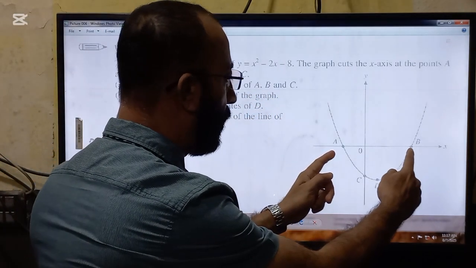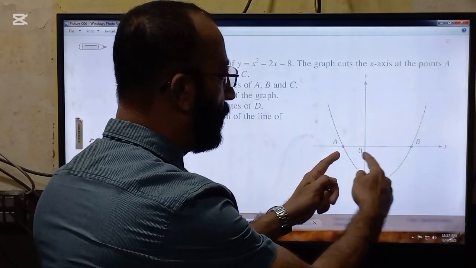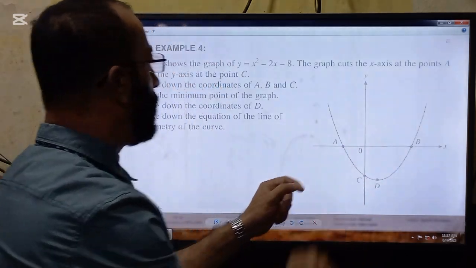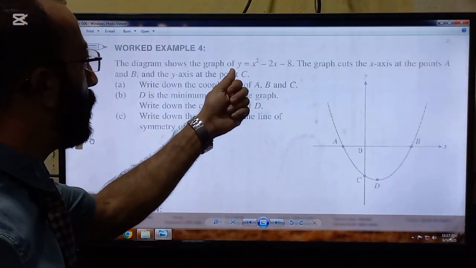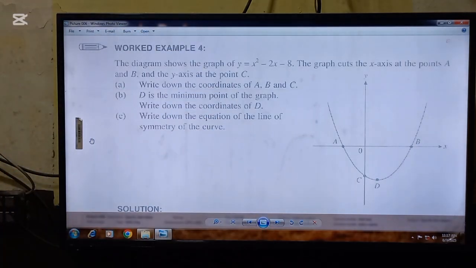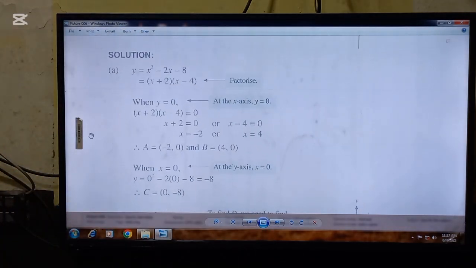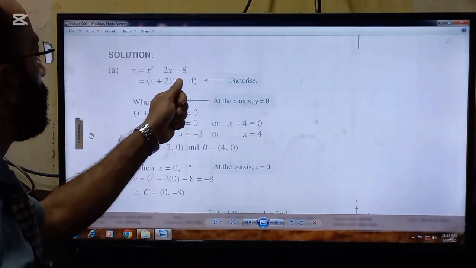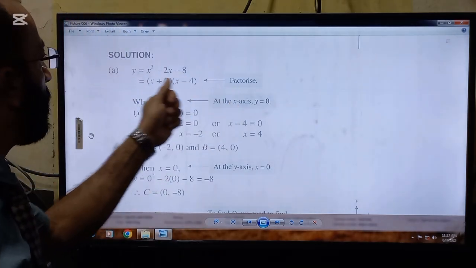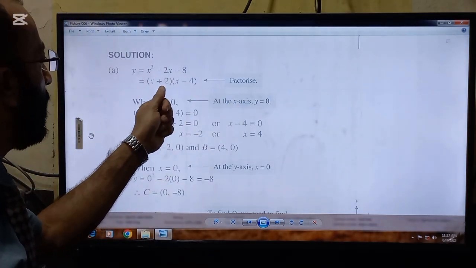So A and B are on the x-axis. So we know at the x-axis y is equal to 0. So we will put 0 in place of y. So look here now. y is equal to x square minus 2x minus 8. First we will factorize this equation. So this will be the answer.